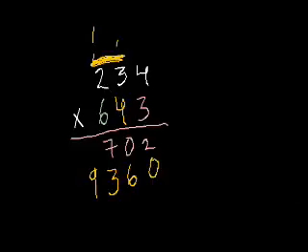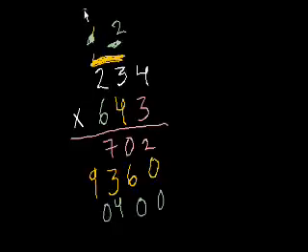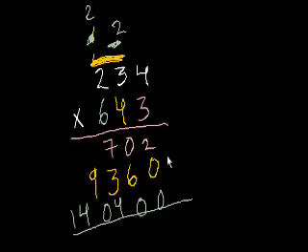Now we're ready for the 6, or the 600. Since it's a 600, we put 2 zeros here, and we just treat it like a 6. And let's clean up what we did before. So 6 times 4 is 24. Carry the 2. 6 times 3 is 18. Plus 2 is 20. Carry a 2. 6 times 2 is 12. Plus 2 is 14. And now we add it all up.